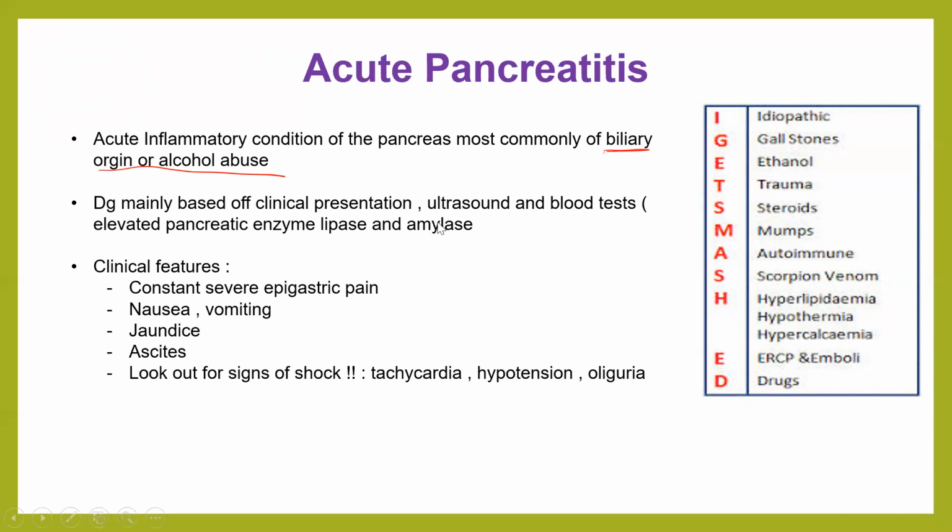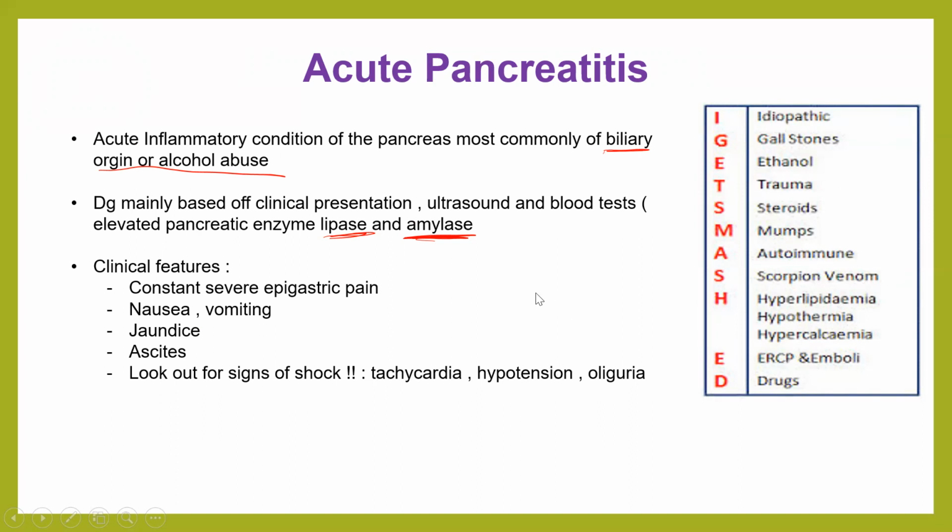Diagnosis is mainly based off clinical presentation, ultrasound, and blood tests, and in blood tests, we're looking for enzymes like lipase and amylase. But for your exams, I highly suggest you know all the causes of acute pancreatitis since it's such an important emergency. So it can be idiopathic, gallstones, ethanol, trauma, steroids, mumps, autoimmune, and all of these other conditions like hyperlipidemia, ERCP, or even drugs.